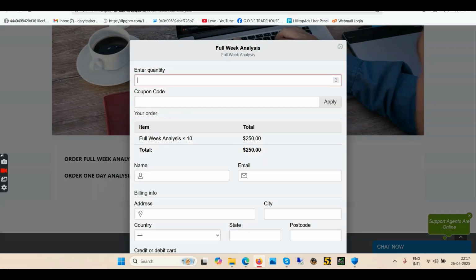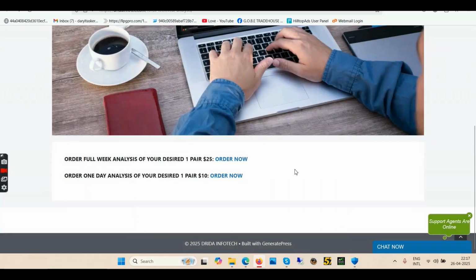So this is to make you understand what the options are, because I can't say this again and again. So I'm recording this default video in which you will hear me saying this again. Now it says order 1 day analysis for your desired one pair, $10. Okay, what does it mean? It means that you have some pair in your mind. You have USD CAD, USD CHF, Euro USD, whatever pair you are working on right now. You need my analysis on that pair.